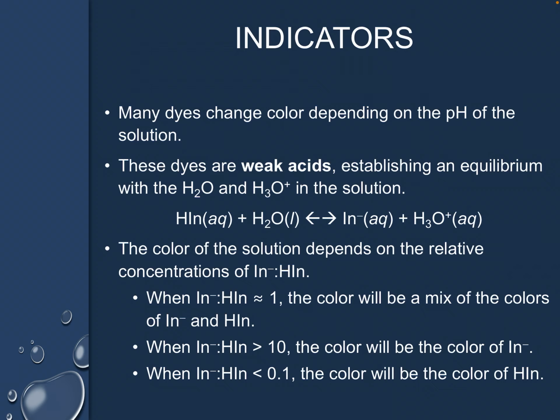Most times though, like I said, we are going to use an indicator. And indicators are dyes that just change color depending on the pH of the solution. These dyes are usually weak acids, and they will establish an equilibrium between the water and the hydronium ion concentration, which is why they're really good for measuring pH. When the concentrations of our indicator forms are approximately 1, then we'll get a mix of colors, but typically that's not really common.